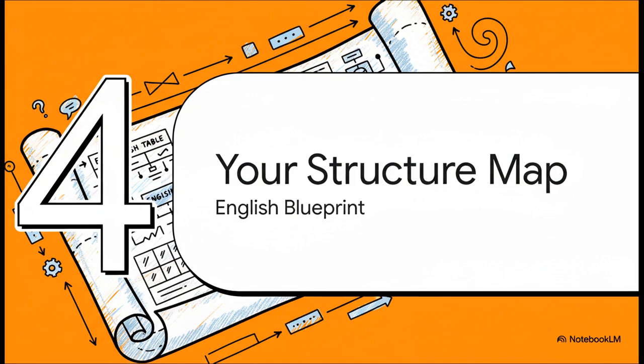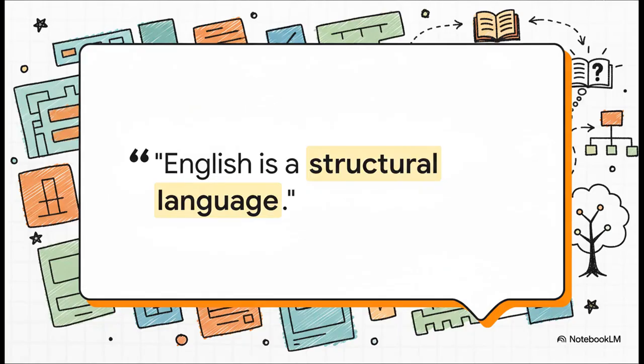When you look at the whole system, you start to realize it's not some dense rule book that you have to memorize. No, it's way more practical than that. It's basically your personal map to the structure of English. It all comes back to this one central idea. English is a structural language, and once you stop trying to translate word for word and you start to see the patterns, the blueprint of the language, it just opens up in a completely new way.